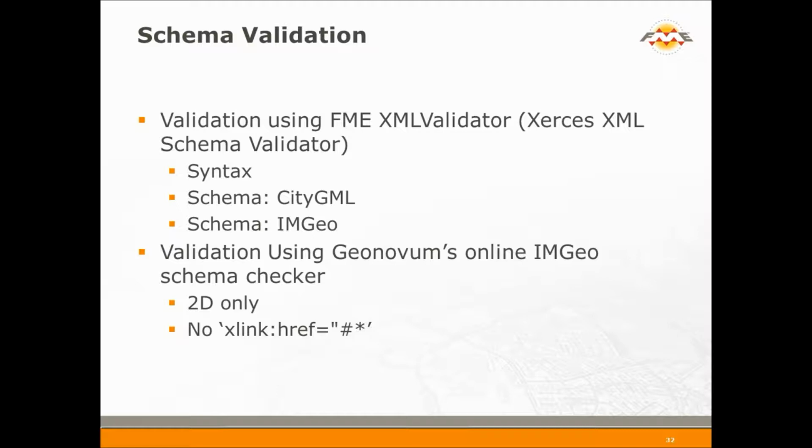And the other thing that we came up against with the September data was that the source data itself did not validate because the GeoNovum checker can't handle X-link href. So I'm not sure how important that is. And once we found the October data, that was no longer an issue. So to sum up, the output of the edits, we were able to validate against both CityGML and IMGeo schemas, with the one caveat that the 3D data we had to modify to 2D to pass IMGeo's checker.